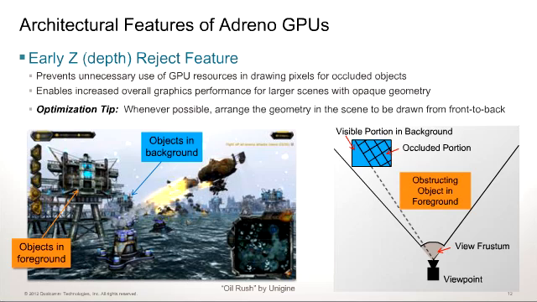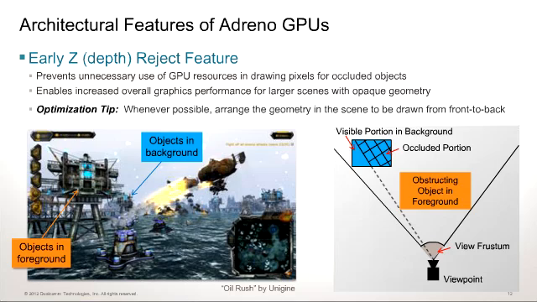Next slide talks about the Adreno GPU and support for the early Z reject feature. Early Z reject basically prevents processing of pixels for occluded geometry. If you look at the diagram on the right side, you can see that part of the blue box is occluded behind the orange object in the foreground. So the Adreno GPU is intelligent enough to not waste processing cycles on the hidden portion of the blue object in the background. The hidden portion is highlighted in the checkered pattern, if you can see that.